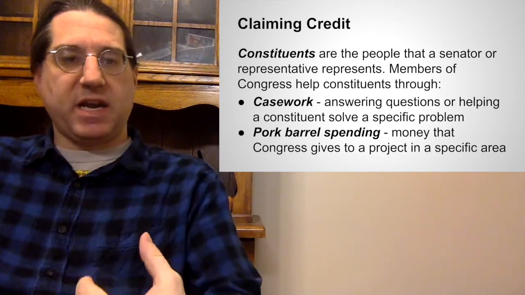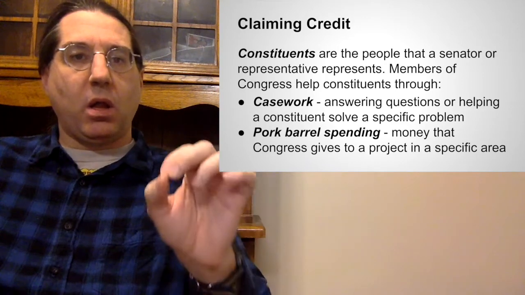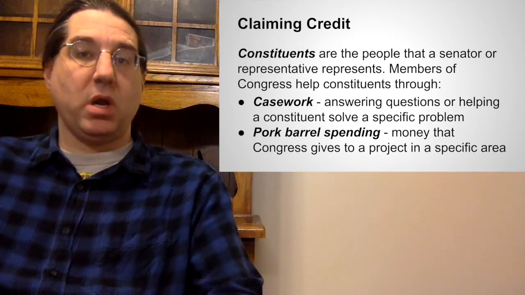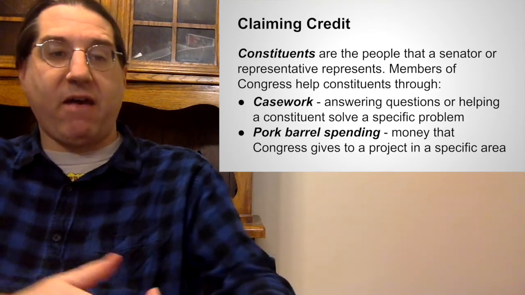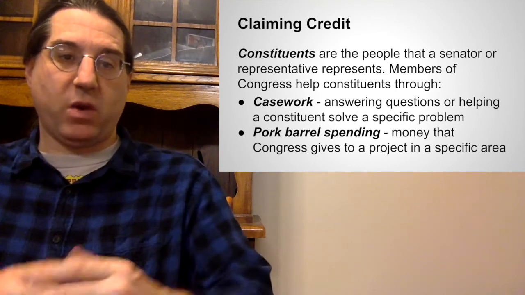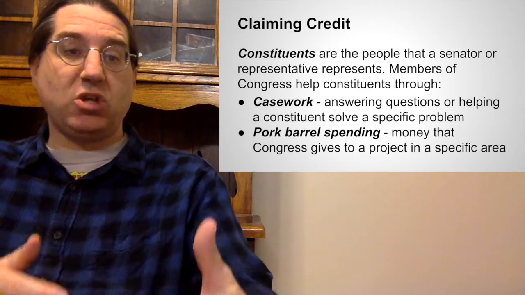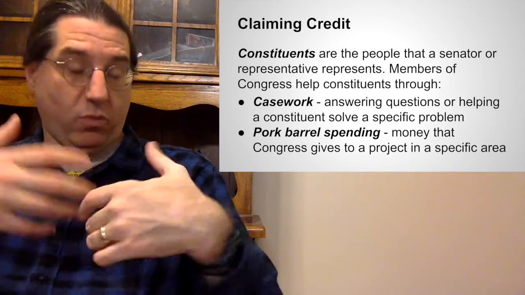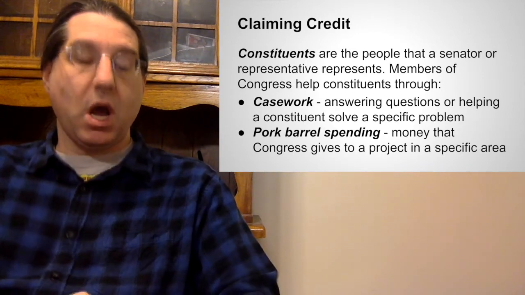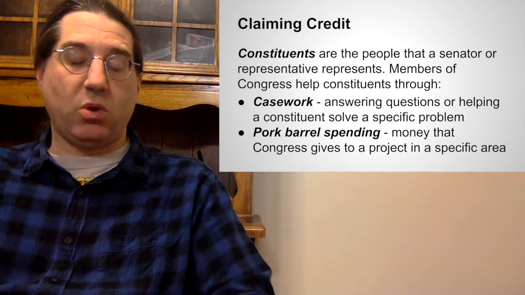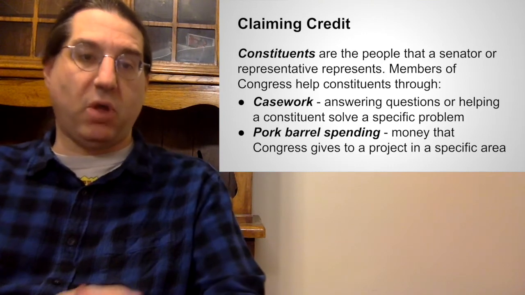So if I'm a senator or a representative, how do I get on my constituents' good side? Well, one thing I can do is casework. If my constituents have a question about the government, I can have staff on hand that will answer that question and help them solve their problem. Or if my constituents are running into an issue with the government, my staff or I can help intercede and maybe try and get that problem solved. Oh, did you have problems with getting your Social Security paperwork? Well, let's have one of our constituent service people help you out.